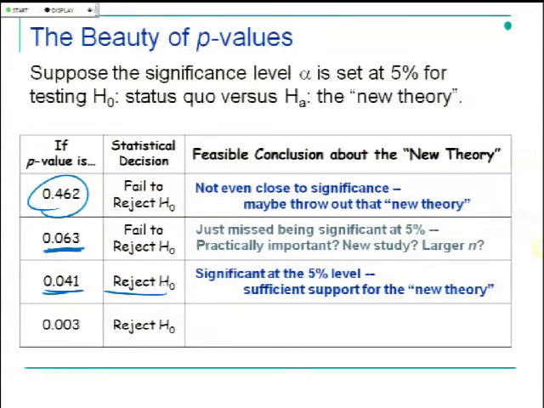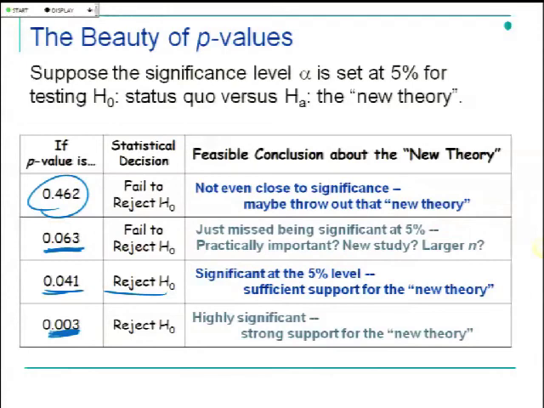There's really not much difference between 0.06 and 0.04. You just are on each side of that cut. And again, 0.04, you reject H0, but so would you for anything smaller, even like 0.003. That's not just significant. That might be called highly significant. Very strong support. The smaller the p-value, the more support for HA.